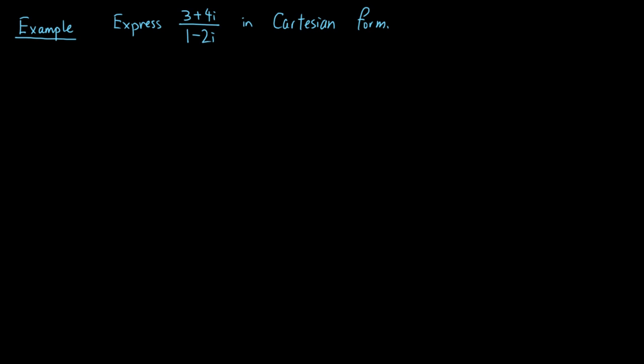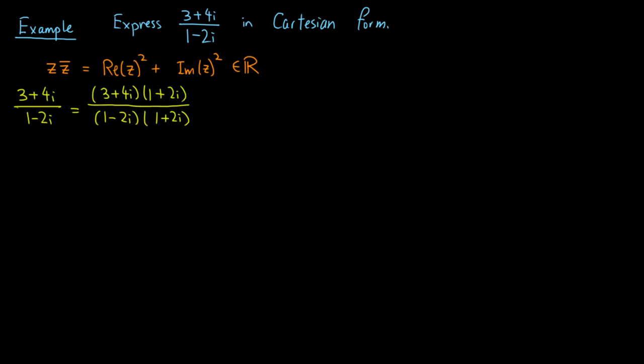Let's do an example of expressing a complex number in the Cartesian form. We look at the number (3 + 4i)/(1 - 2i). For this, we make use of the fact that z z̄ is equal to the real part of z squared plus the imaginary part of z squared, which is a real number. Thus, we can multiply the numerator and the denominator by the complex conjugate of 1 - 2i, which will make the denominator real.